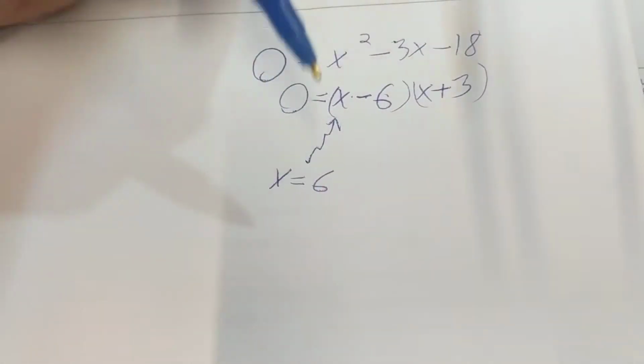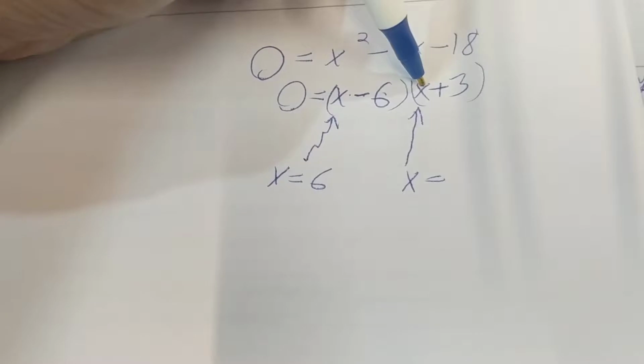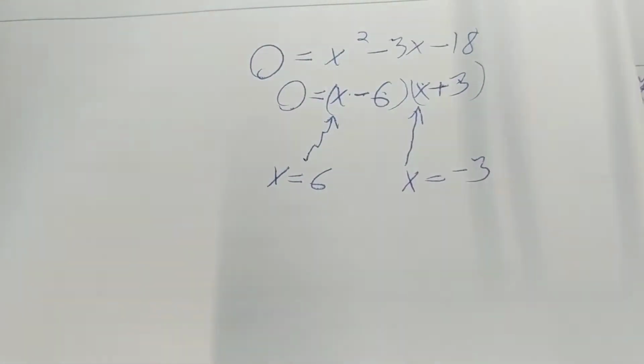So that's x is positive 6. And then something plus 3 equals 0. Negative 3 plus 3 equals 0. So we got a couple of intercepts there. This is the larger of the two.